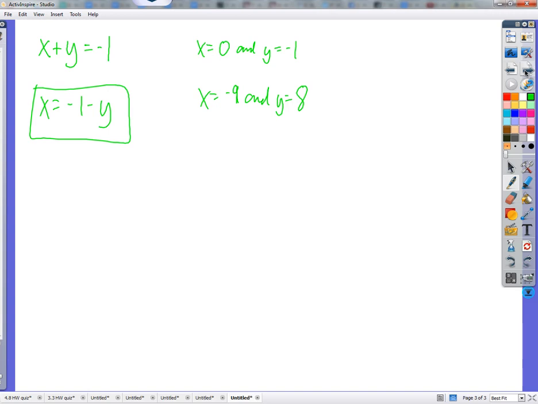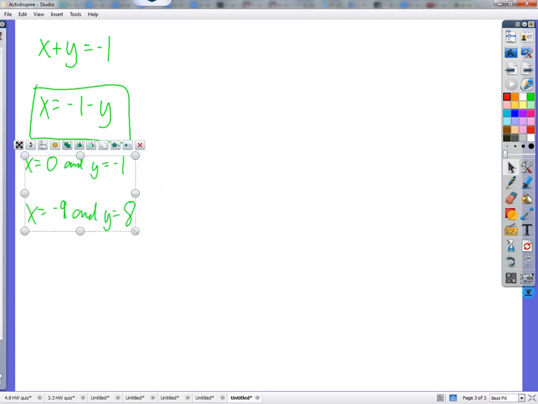Yes. Okay. So we're going to talk about graphing today, like I said. And one of the main reasons is being able to keep track of all of the solutions to this equation. So let's get one more solution to this equation. Yeah? y equals negative 1 minus x.